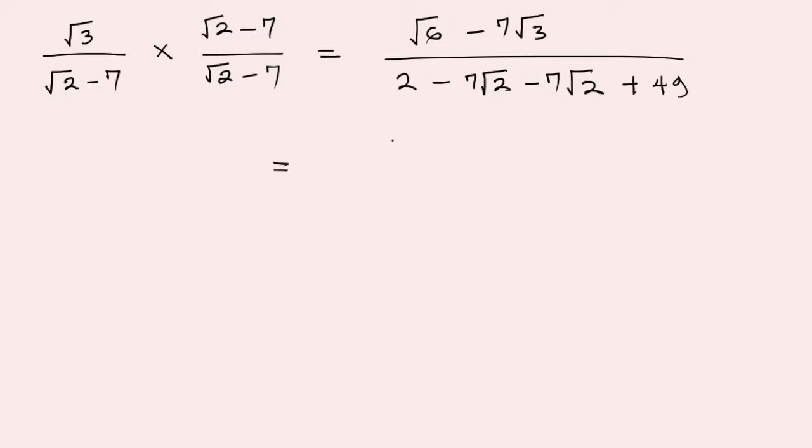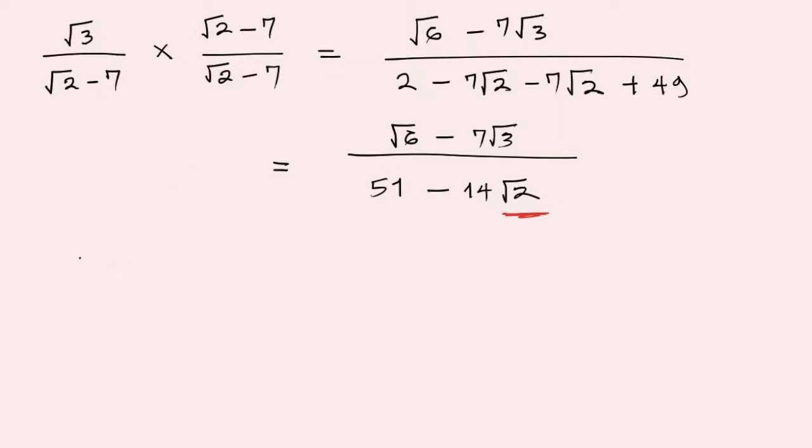And so this would eventually become root 6 minus 7 root 3 over 2 plus 49, that's 51. Minus 7 root 2 minus 7 root 2 becomes minus 14 root 2. But we have failed to get rid of the radical sign in the denominator. But see, if we try this out, see what happens.